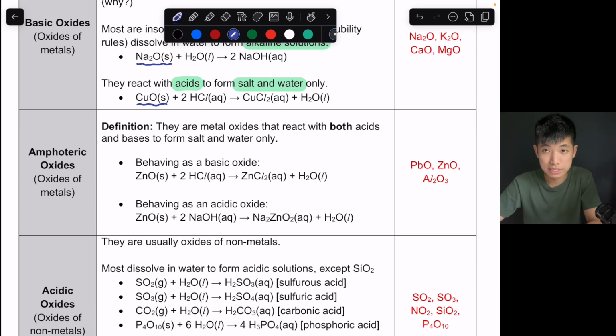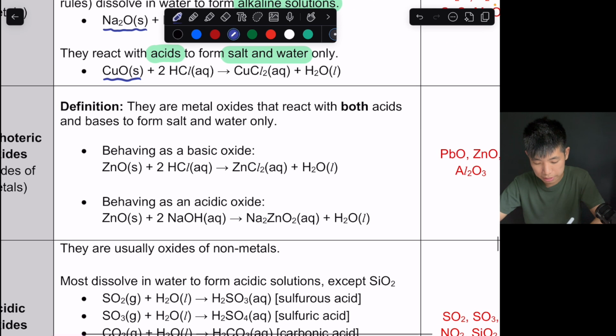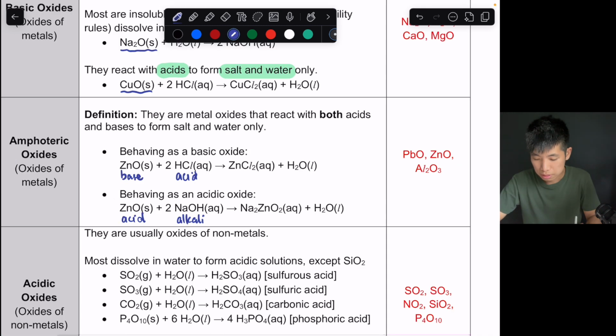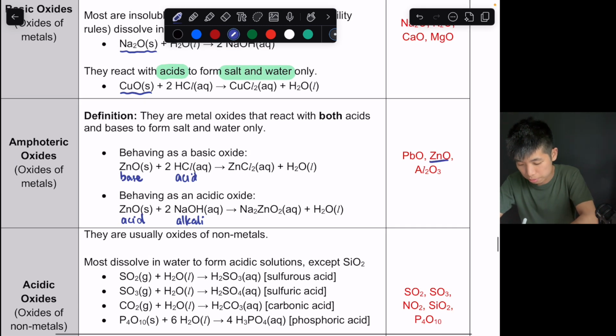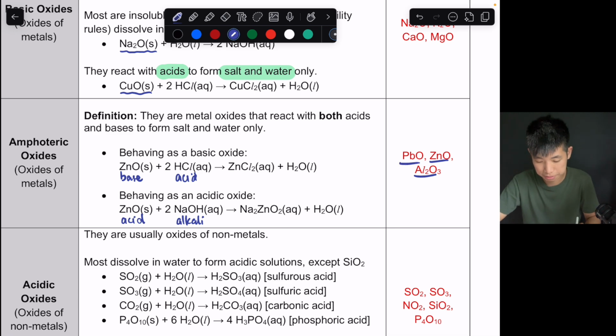Zinc oxide is one such example. So zinc oxide behaves as a base, reacting with an acid, hydrochloric acid, to form the salt zinc chloride and water. What's interesting is that zinc oxide can also react with an alkali. So over here, zinc oxide is behaving as an acid, reacting with an alkali or base to form the salt sodium zincate. The 3 amphoteric oxides are your zinc oxide, aluminium oxide, and lead 2 oxide.